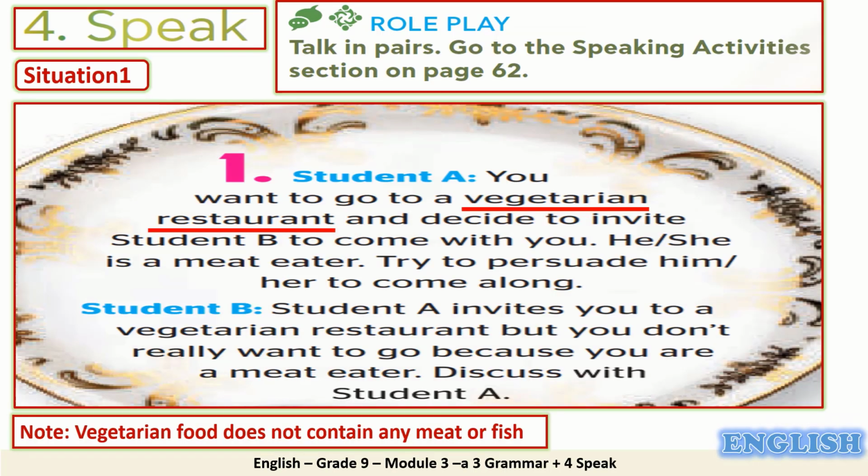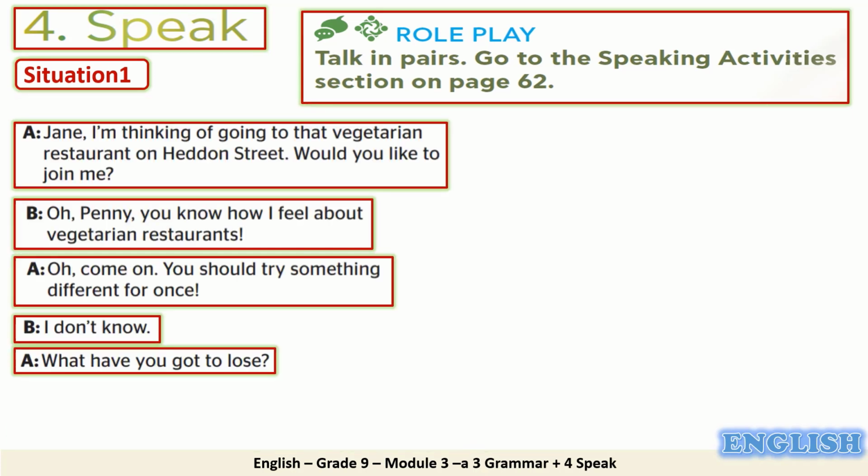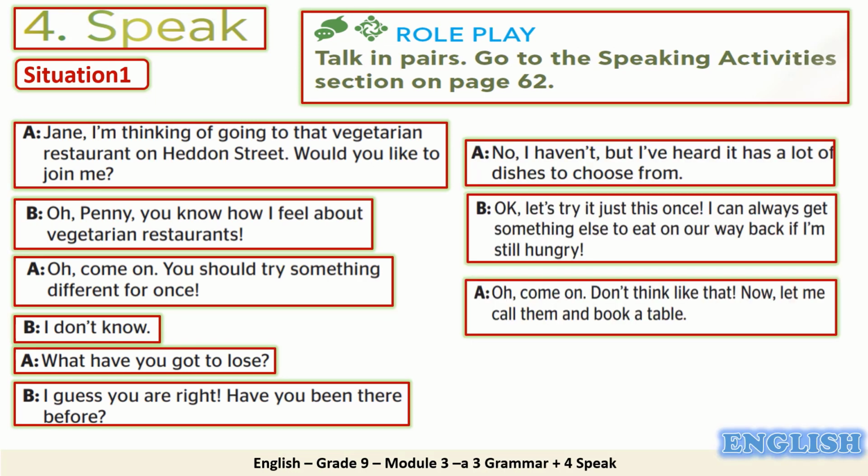Four. Speak. Role play. Talk in pairs. Go to the speaking activities section on page 62 in your Student's Book. Situation 1. Read the instruction and note that vegetarian food does not contain any meat or fish. Study these suggested answers and you can act them out with your classmates.